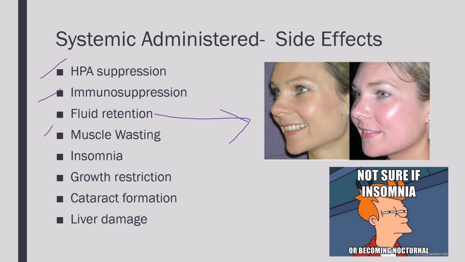And then even muscle wasting, right? This is that next one, because we're not producing as much steroids ourselves. We're going to have things like insomnia, their inability to sleep, growth restriction, cataract formation, liver damage. There's a whole bunch of side effects that we just got to be careful of with systemic, right?